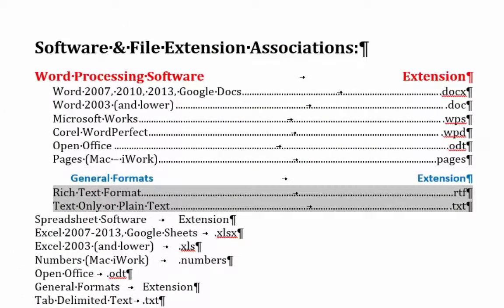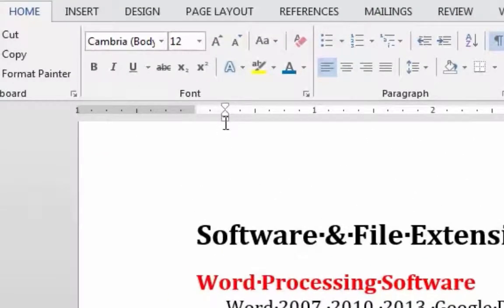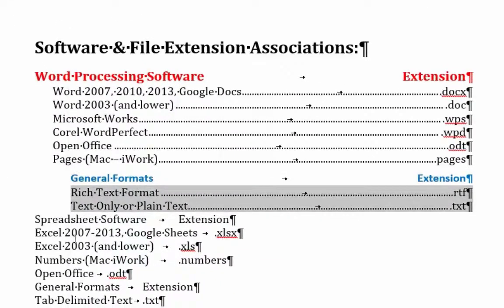Oh wait, one thing I forgot, and I can see it here. I didn't indent it enough. Instead of going back in there, I could just grab this and move it over. That'll do the same thing. So that should have a 1/2 inch indent, not a 1/4 inch. Okay, so all my formatting's done.